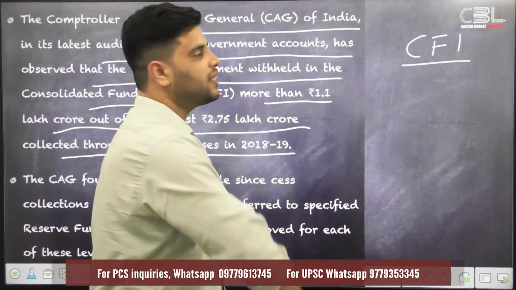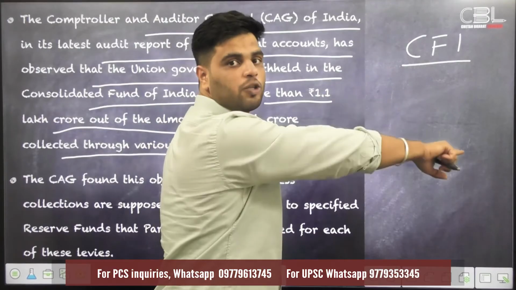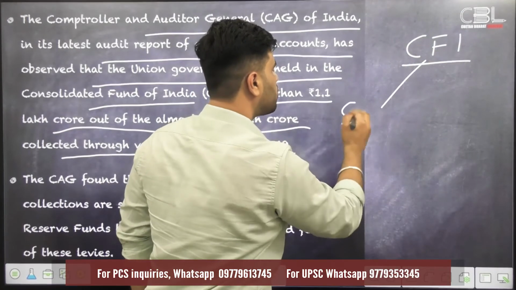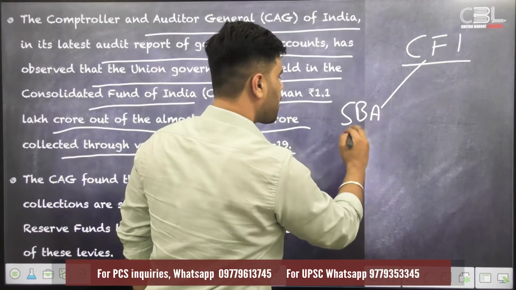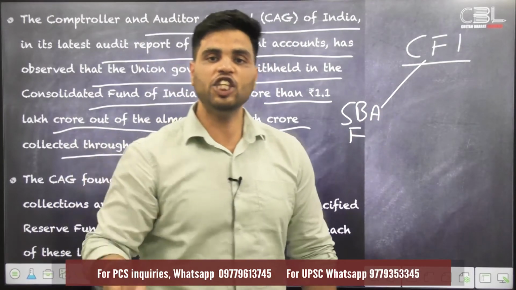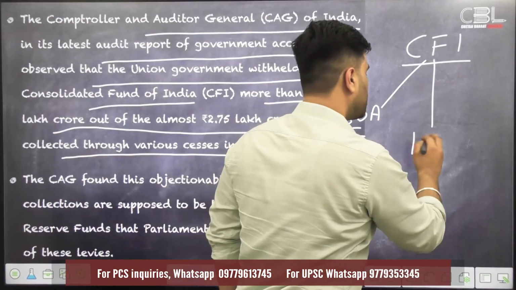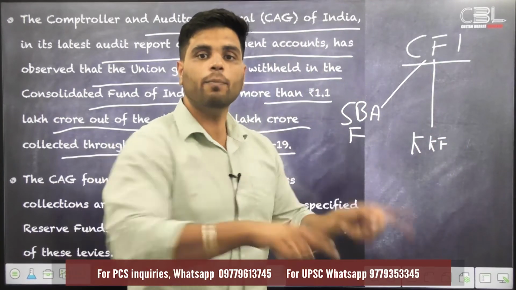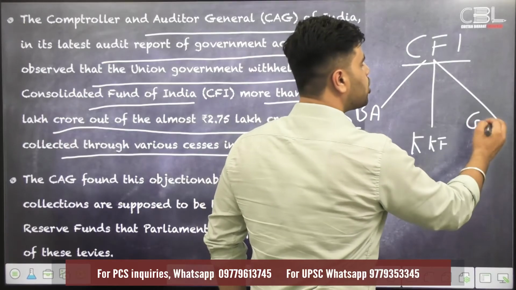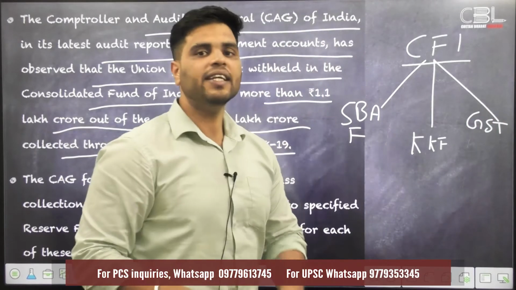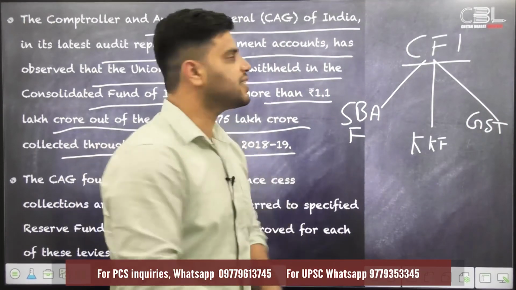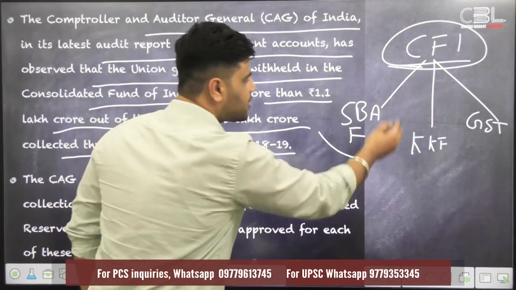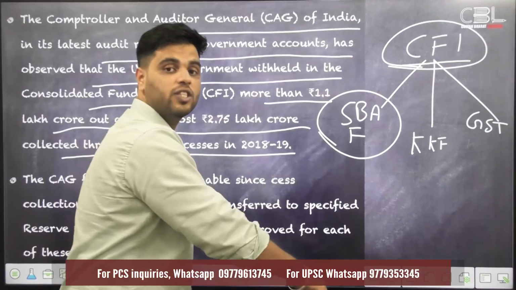Okay? After that, money collected through Swachh Bharat cess would go to Swachh Bharat Abhiyan Fund. Money collected through Krishi Kalyan cess would go to Krishi Kalyan Fund. Money collected through GST compensation cess would go to GST compensation fund. Government cannot keep money collected through a cess in Consolidated Fund of India. It needs to go to that reserve fund for which that particular cess was created.